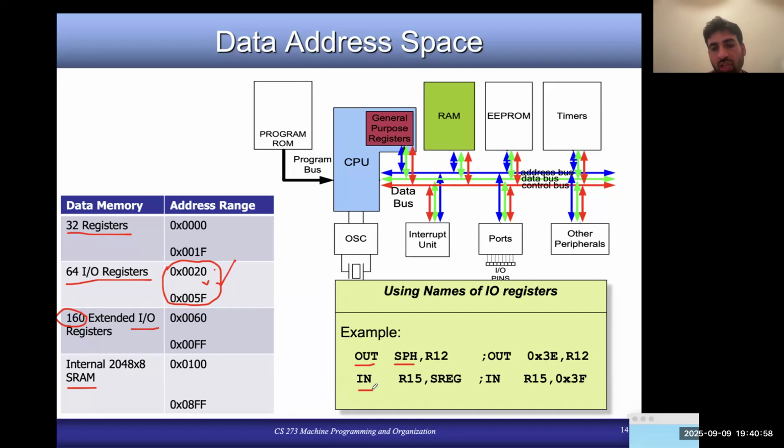Similarly, you can do the same thing with the in instruction as well. So instead of specifying the address of the register, you can directly specify the name of the register itself. So these two things are equivalent. Here you can see whether you write the address of the register or you write the name, it will do the same thing.